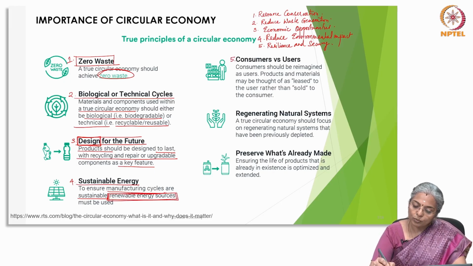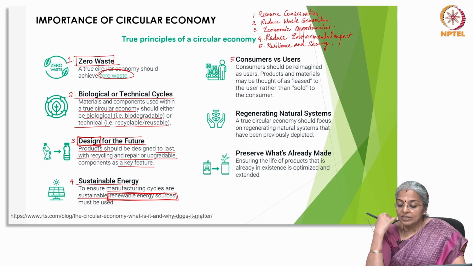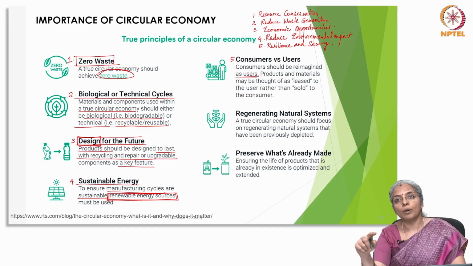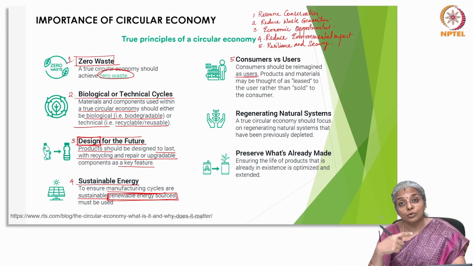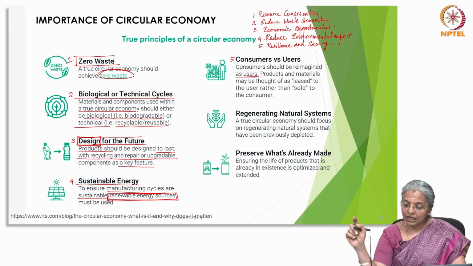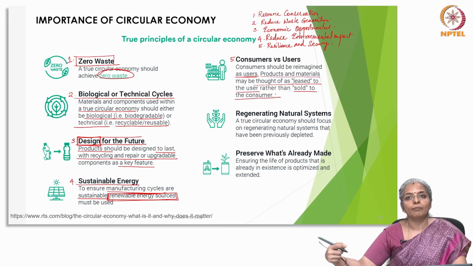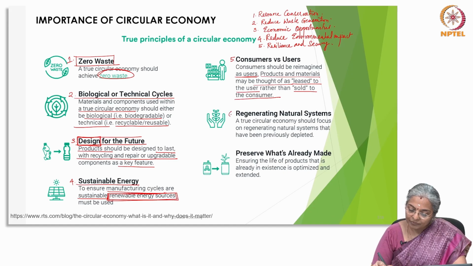Fifth is consumers versus users. Consumers should be reimagined as users. So, you don't consume a product and throw it away. You use the product and you pass it on to the next generation. Products and materials should be thought of as leased to the user rather than sold to the consumer, because it will keep on moving and getting passed on to the next generation.